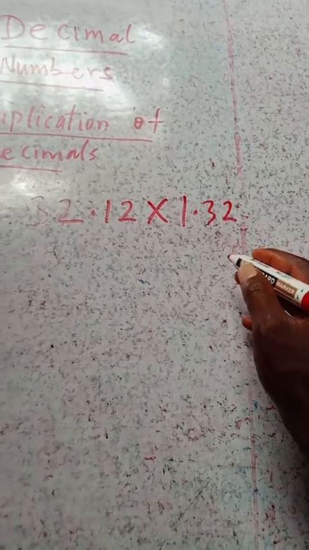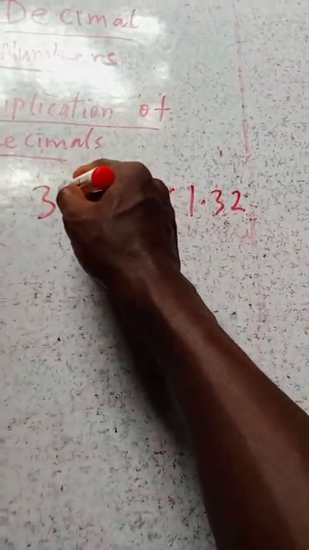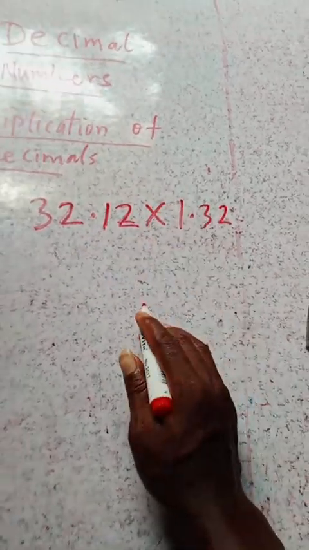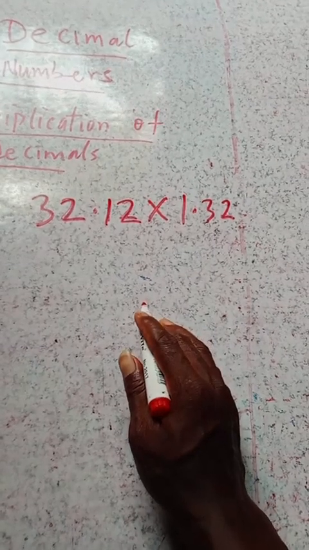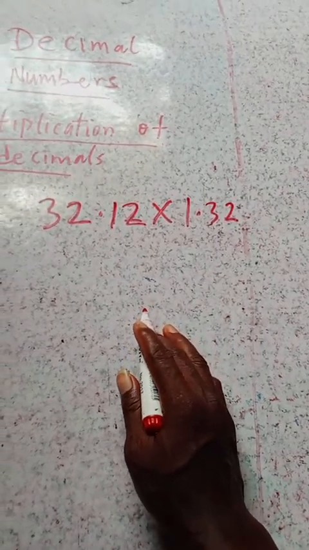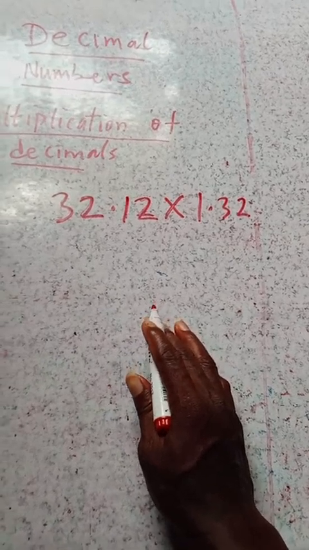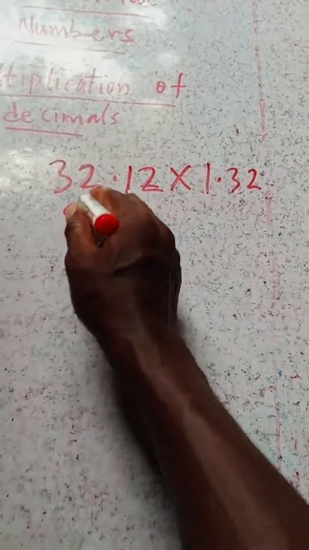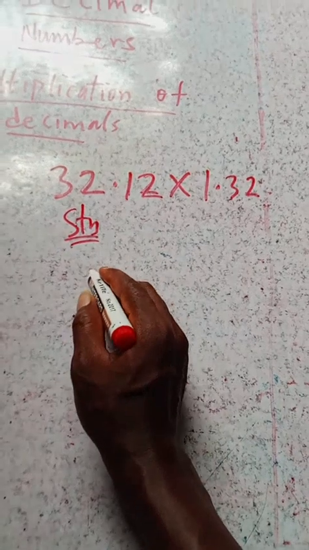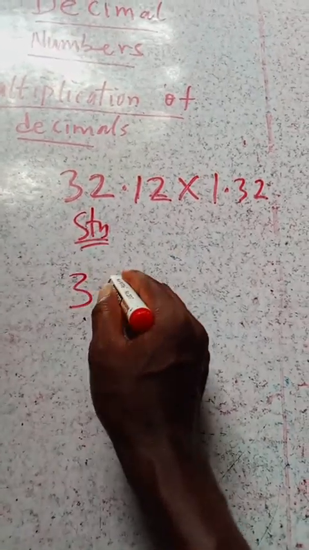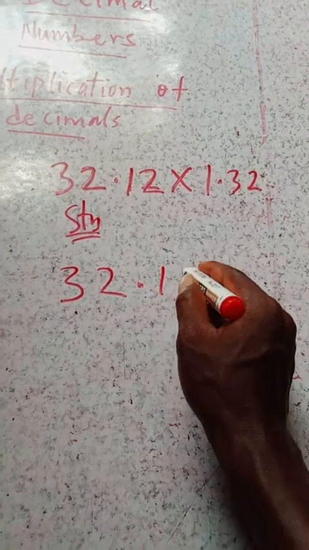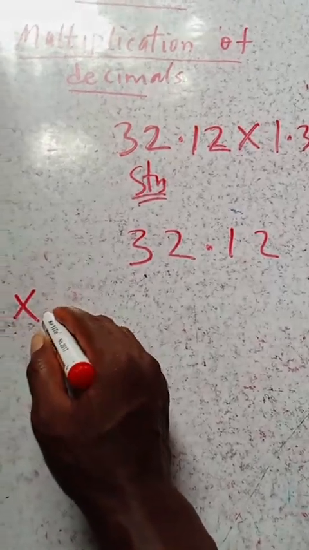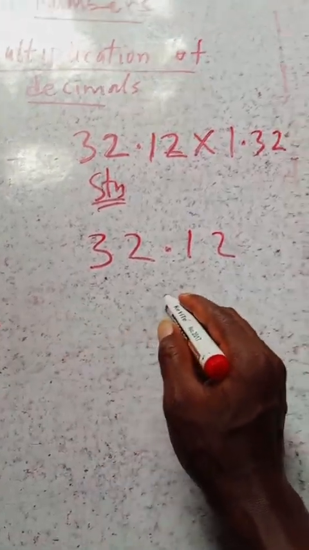Are you seeing it? 32.12 times 1.32. Okay, so if you have this to multiply, what do you do, or how do you do it? Rearrange it. How do you write 32.12, okay, and then times what?